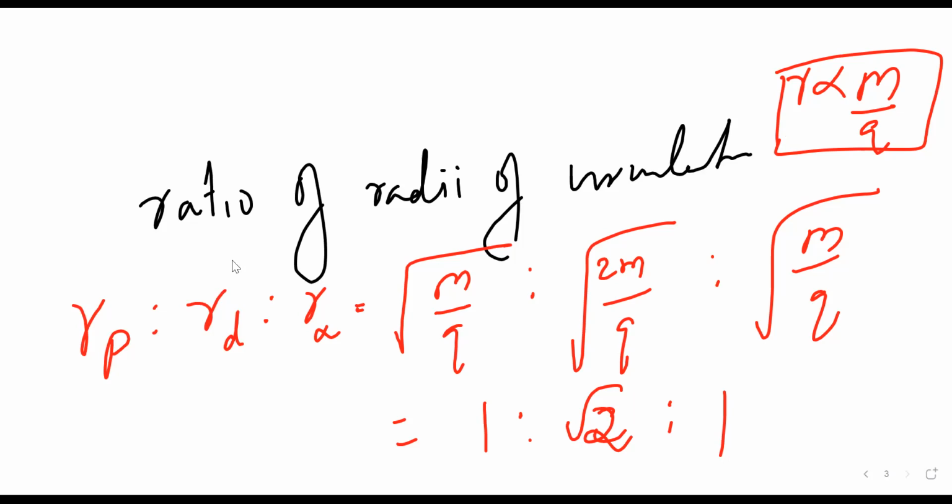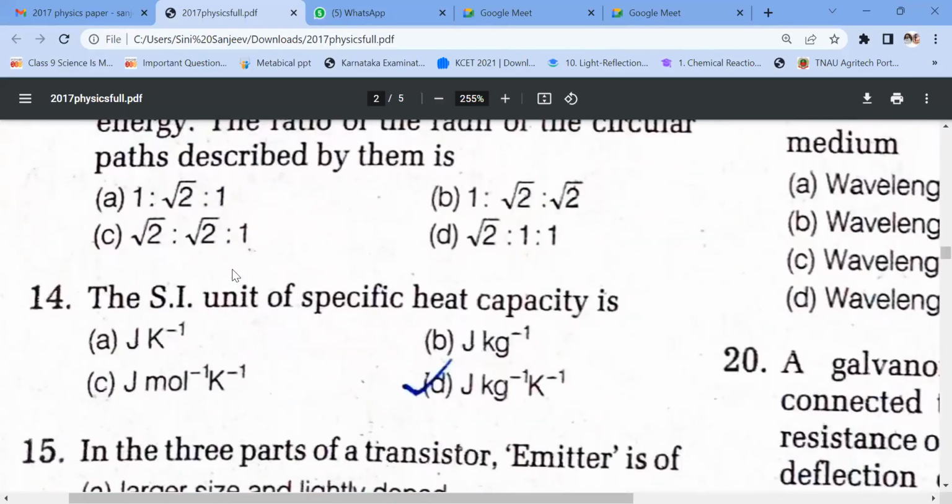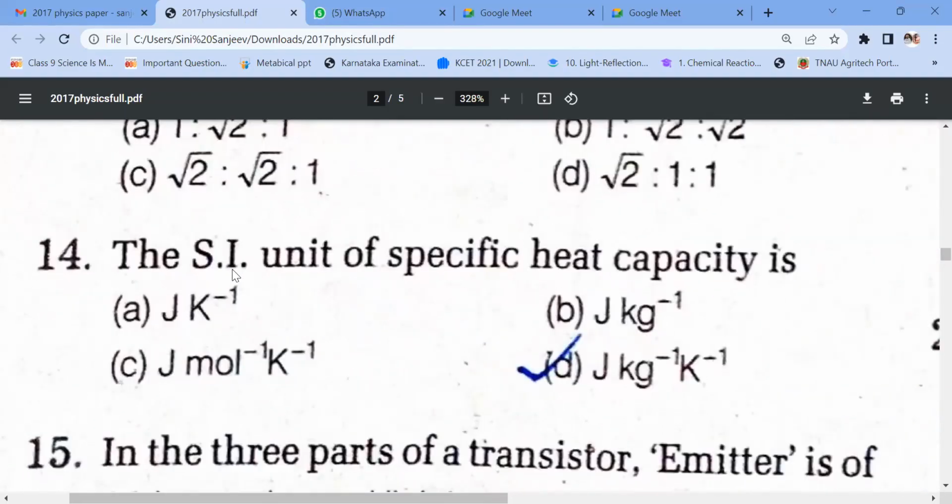So I'll go with the 14th one. This is a direct question. They assumed a specific heat capacity, class 11. Joule per kilogram per Kelvin. Option D. I think you know this thing, right? Or you don't know. Let me know. Yeah, I know, sir. This one I know. Yeah, perfect.